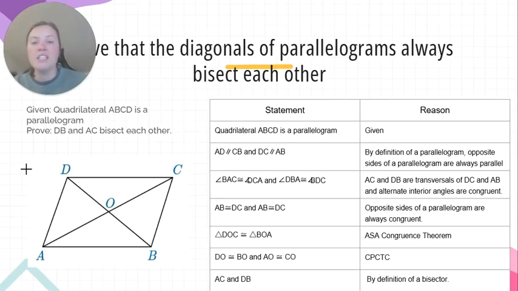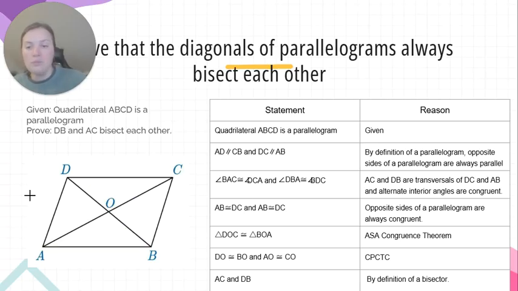Okay, now let's look at a proof with diagonals specifically regarding parallelograms. Now, we want to show that when parallelograms have these diagonals, that they bisect each other. What that means is that DO and BO and AO and CO, right? So DO and BO are going to be equal to each other, and then AO and CO are going to be equal to each other. Okay, they bisect each other.